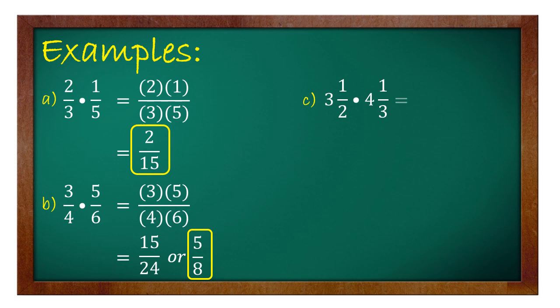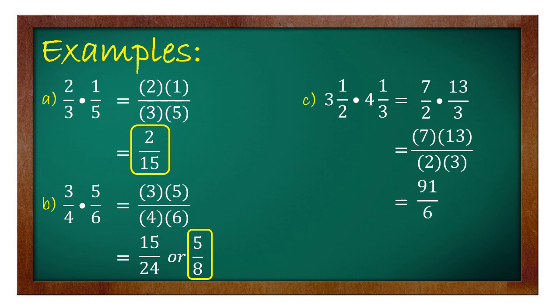So, that means 3 and 1/2 magiging 7 over 2. Yung 4 and 1/3 magiging 13 over 3. And then, after nun, multiply na natin yung ating numerator by numerator and then denominator by denominator. So, 7 times 13 all over 2 times 3. So, 7 times 13 is 91. 2 times 3 is 6. So, that means 91 over 6.